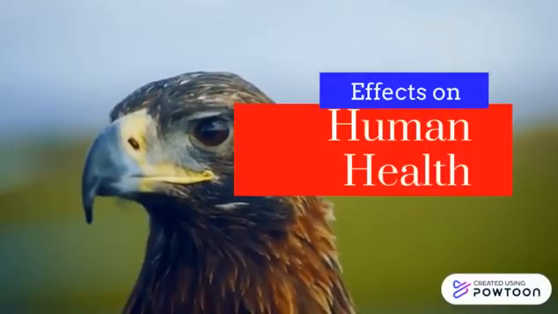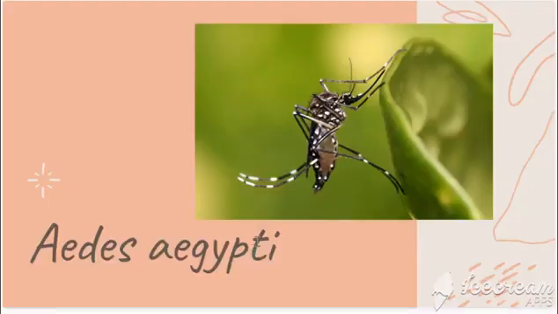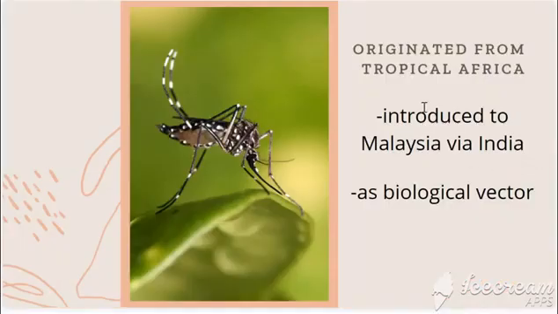Hi, now I'm going to explain the effect of invasive species on human health. So I'm going to use this example in my explanation. Aedes aegypti is very common in Malaysia, but it did not originate from Malaysia. It originated from tropical Africa and was introduced to Malaysia via India at the turn of the 20th century. It also acts as a biological vector, which means the disease agent develops or multiplies inside the vector.